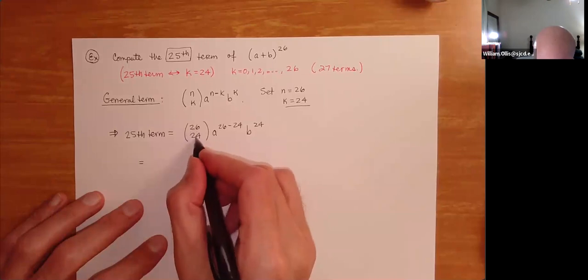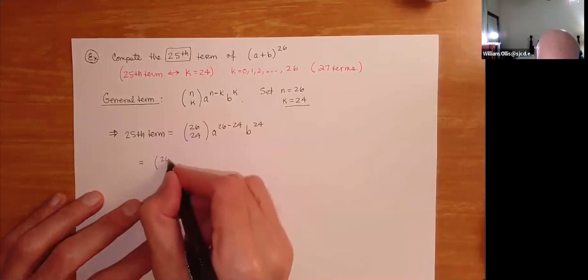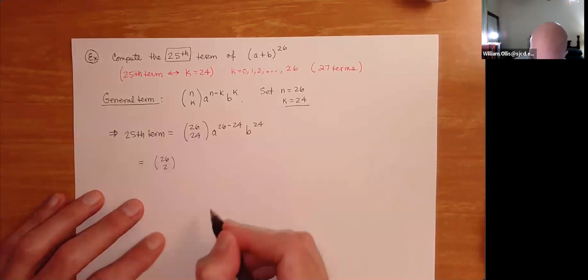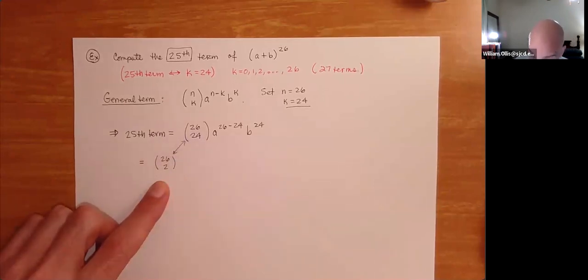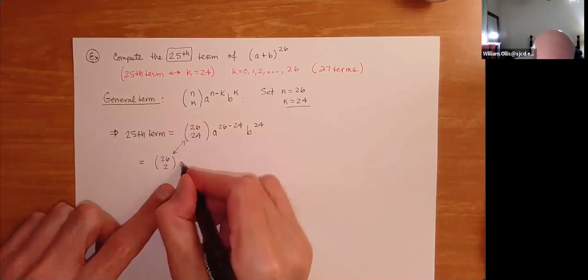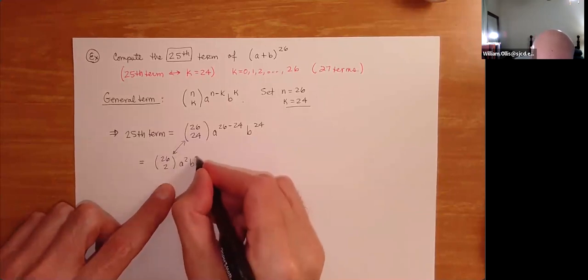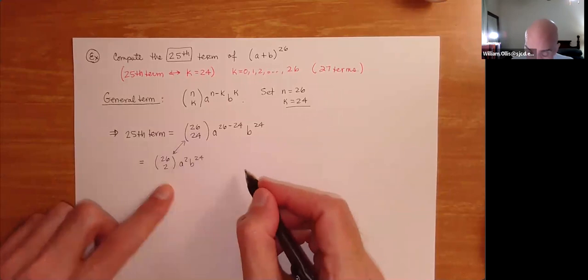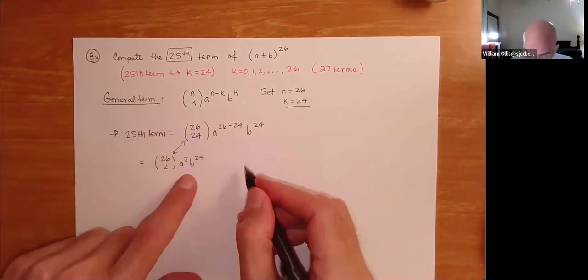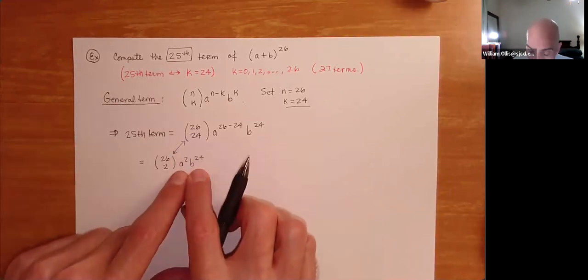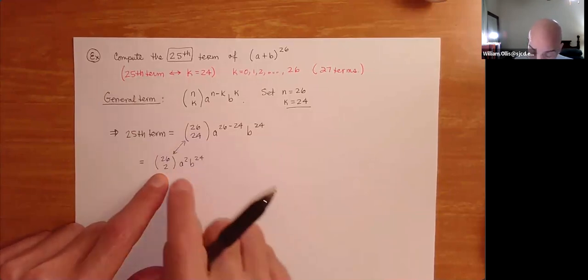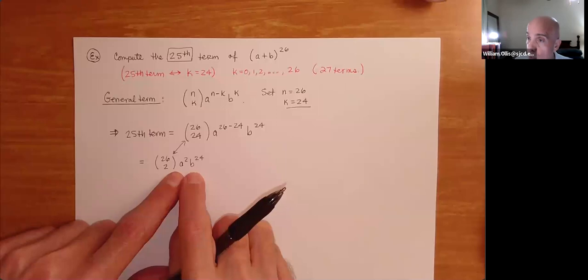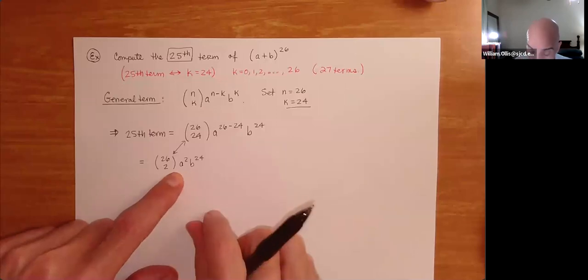So again, this is too difficult. So 26 minus 24 is 2. This just gives us much fewer factors. So this is using the identity that I gave you initially, the symmetric identity. And then we have a squared b to the 24th. So the 25th term has this expression of a and b. And now this coefficient is going to tell us how many we have of a squared b to the 24th, because this counts the number of them.